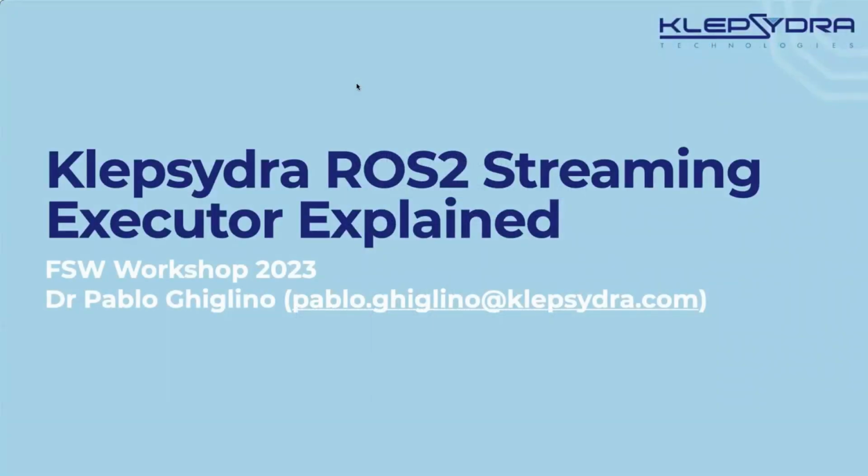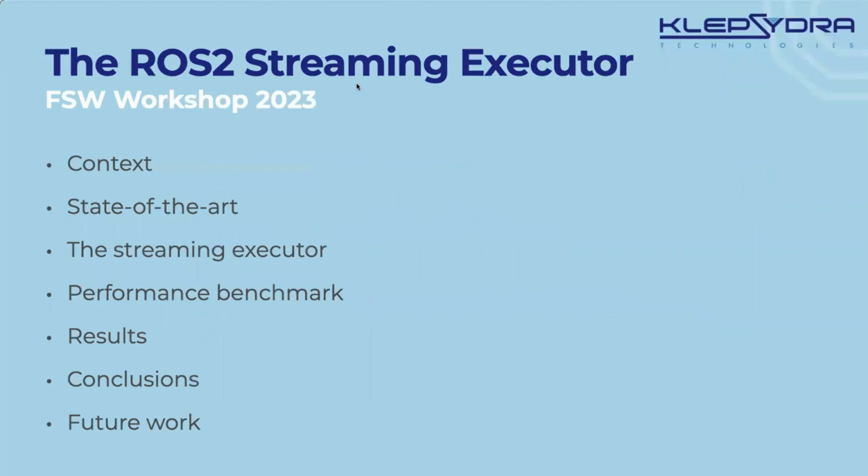Hello, everyone. I'm here to present the second part of our video, which focuses on explaining in more detail how our streaming executor works. The structure of the presentation is quite straightforward. First, a context: what is ROS2, and what is the state of the art in terms of executors of ROS2. Then we will present our novel approach, our streaming executor, the performance benchmark that we used in order to verify the results, and then finally conclusions and future work.